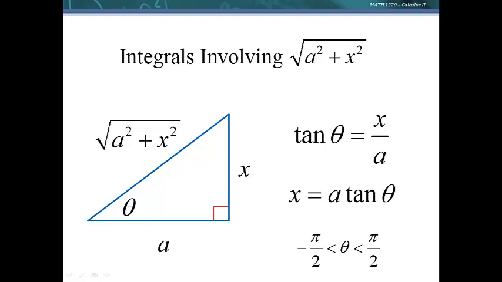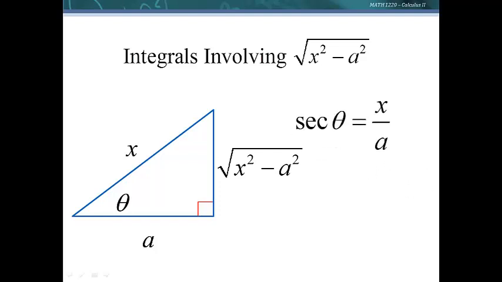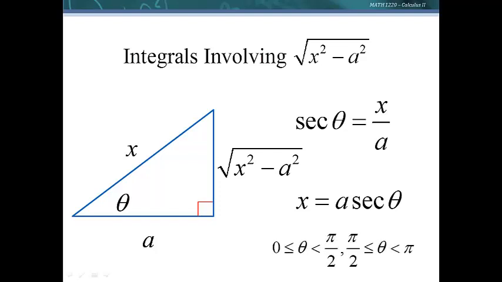Then there's one other form that would be helpful if we have integrals involving the square root of x squared minus a squared. We would label the hypotenuse x, and we'd label this side a, so that this side will be the square root of x squared minus a squared. And if theta is our angle here, the trig function to relate the a and the x is secant theta equals hypotenuse over adjacent, solving for x, x equals a secant theta. Restricting so we have a one-to-one function, we're going to let theta range from 0 to pi over 2, then from pi over 2 to pi.